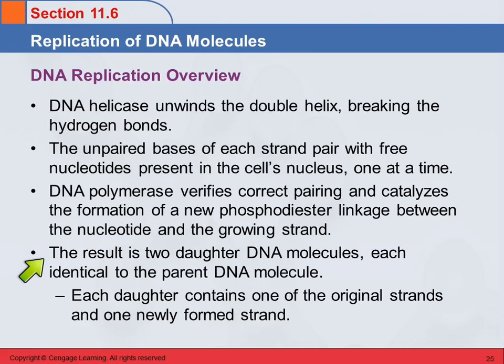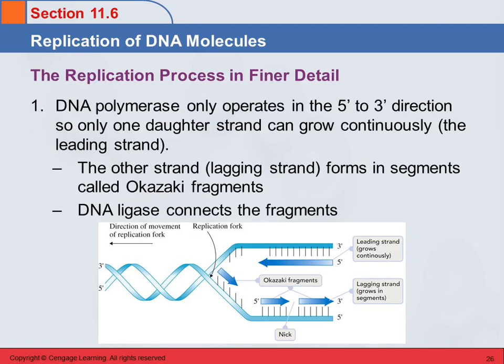And the result is that you have two daughter DNA molecules. Each of them is identical to the parent, and each daughter contains one strand of the original DNA and one brand new strand. So the parent divides into two strands, and then a complementary strand is formed on each of those strands.